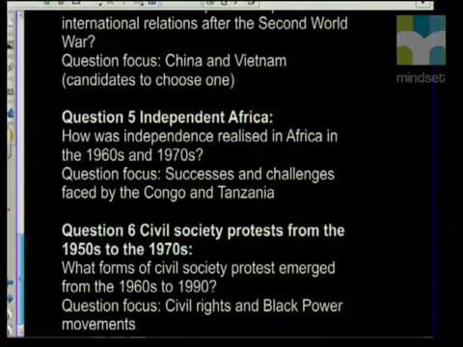And then the last question, which is question 6, is civil society protests from the 1950s to the 1970s. You know the overriding question already. What forms of civil society protests emerged from the 1960s to 1990? So again, you'll be looking at the civil rights movement and Black Power movement. And again, you choose one question there. So that is the structure of your exam paper.